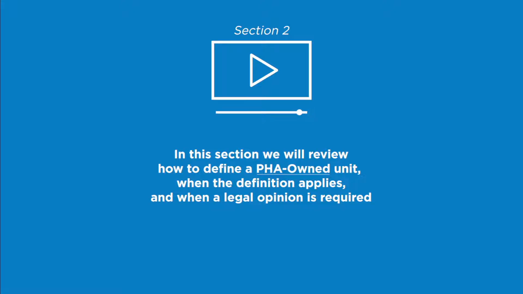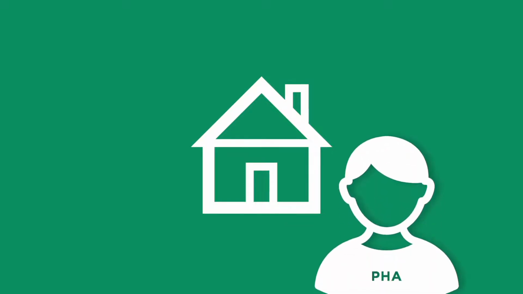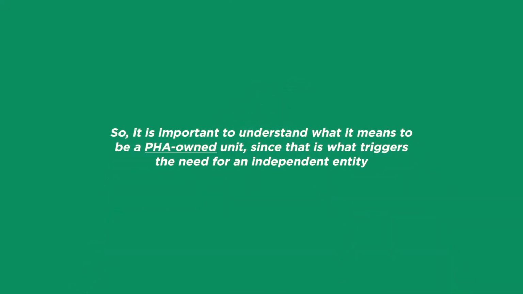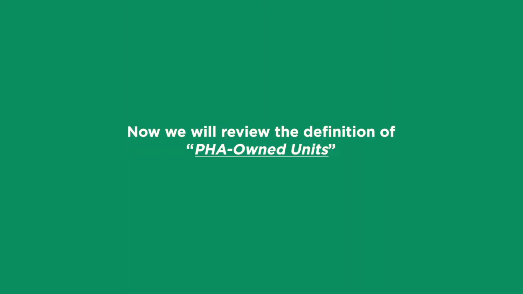legal opinion is required. If a unit is PHA-owned, the PHA must identify and use an independent entity to perform certain functions concerning the project. So, it is important to understand what it means to be a PHA-owned unit, since that is what triggers the need for an independent entity. Now we will review the definition of PHA-owned units.